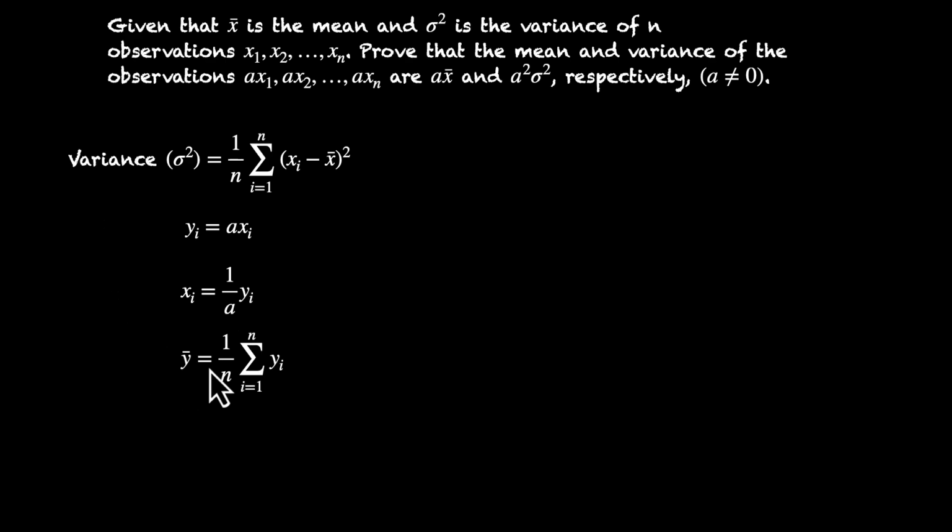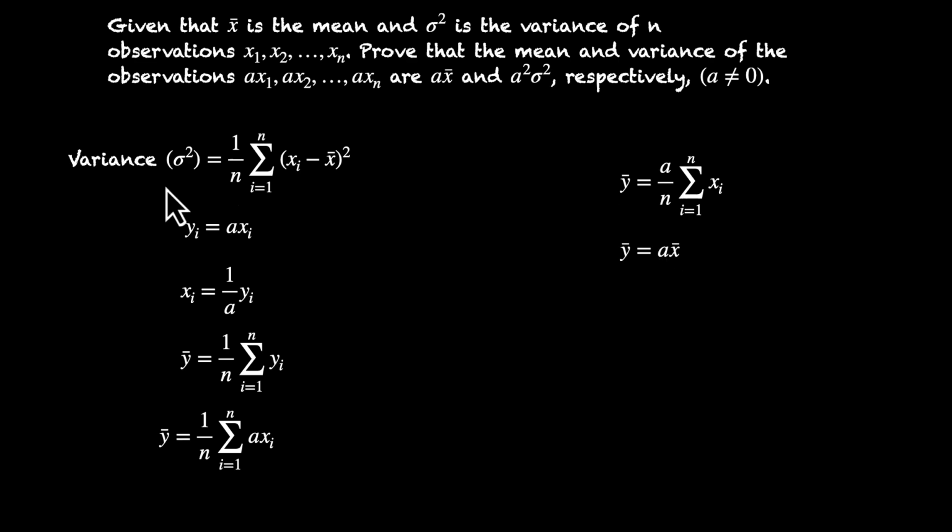So let's first find the relation between means. y bar is going to be equal to summation yi by n. Now if yi is a xi, this is equal to summation a xi divided by n. We can take a outside. This becomes a by n summation xi. Now summation xi by n is x bar. This means y bar is equal to a x bar. So what we have proved is the mean becomes a times the old mean. So if we multiply all the observations by a, our mean also gets multiplied by that same number a.